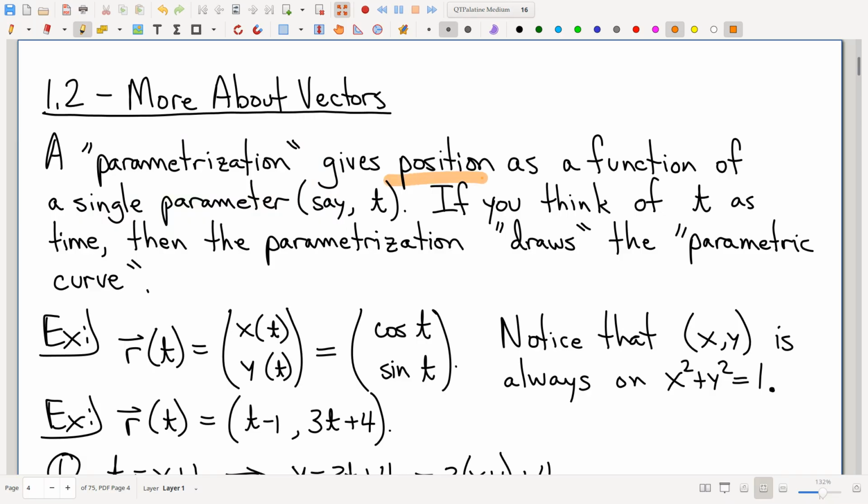Parameterization is just position as a function of a single parameter. And by the way, very often it's convenient to think of that parameter as being time. So think of a parameterization as position as a function of time. It's a pretty natural construction when you think about it like that. Okay, and also relatable. Position as a function of time.